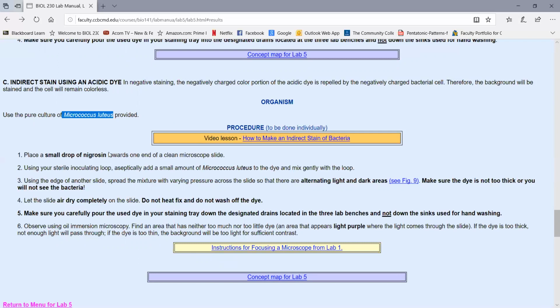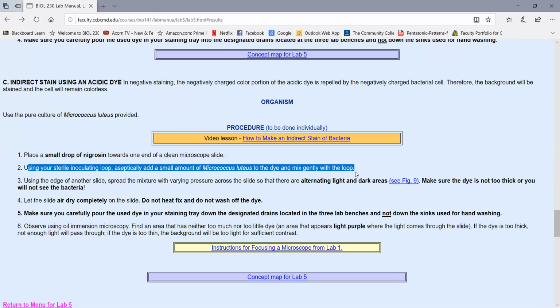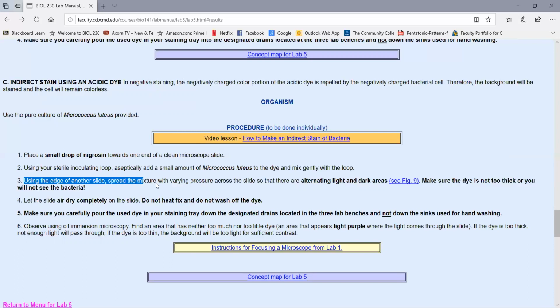So in this case, we start out by putting a small drop of the acidic dye nigrosin towards one end of a microscope slide. And we're going to actually add the bacteria using our inoculating loop to the dye and mix the bacteria in with the dye. Then we sterilize the loop. We can set it down. We use the edge of another slide to spread the mixture containing the bacteria and the dye with varying pressure across the slide, so we get alternating light and dark areas.